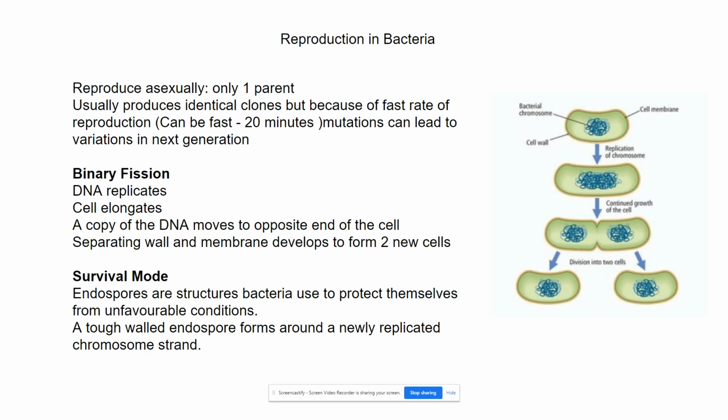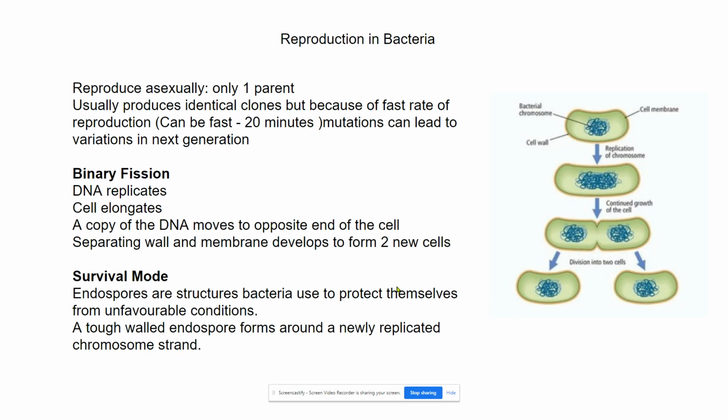Okay, they're clones. But because there is a very fast rate of reproduction, variations within a population can build up. So in 24 hours, there could be as many as 70 generations of a bacteria. So variations can pop up. So this is how bacteria can evolve. And as we'll see, they can become resistant to antibiotics.